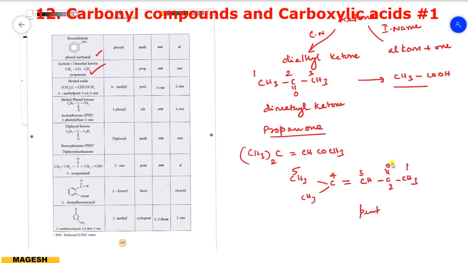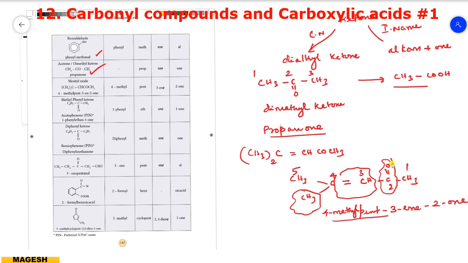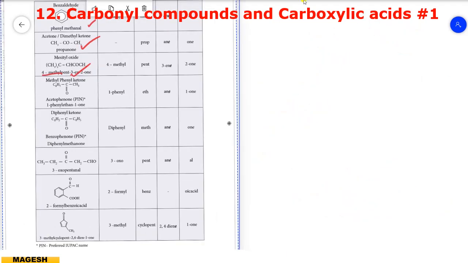The keto group is present in the second carbon, and your double bond is present between the third and the fourth one, and there is a substituted group. So you have to mention all the things. The substituent group is present in the fourth carbon, and so it is given as prefix. So 4-methyl. Clear? And the third carbon consists of double bond, so it is pent-3-ene. And your second carbon consists of ketone, it is 2. So the IUPAC name is 4-methylpent-3-en-2-one. 4-methylpent-3-en-2-one.